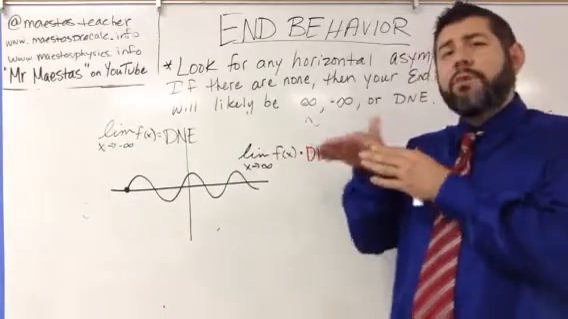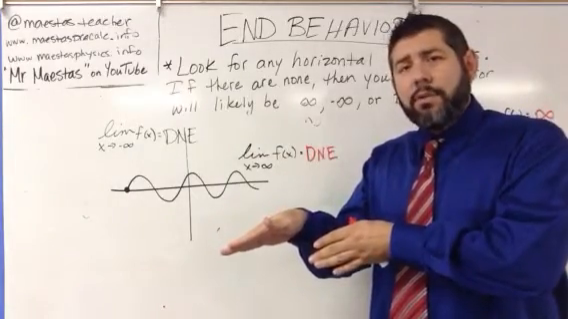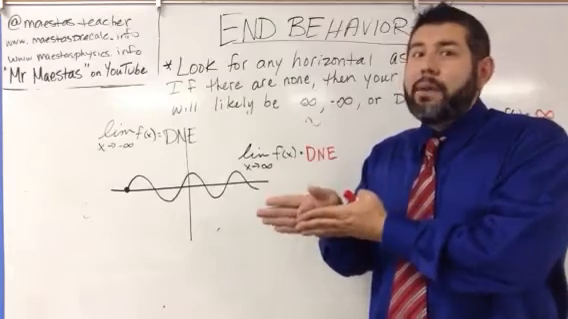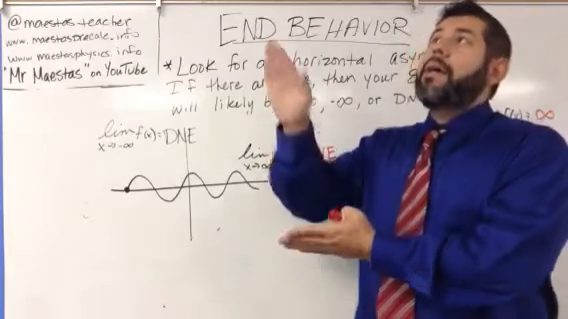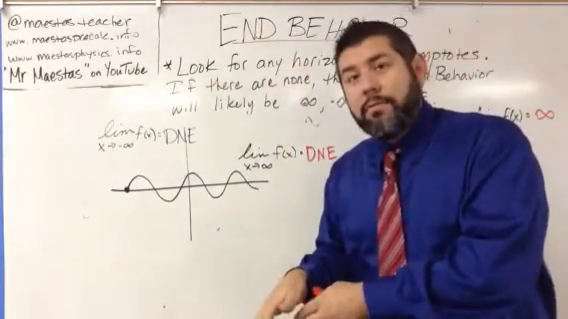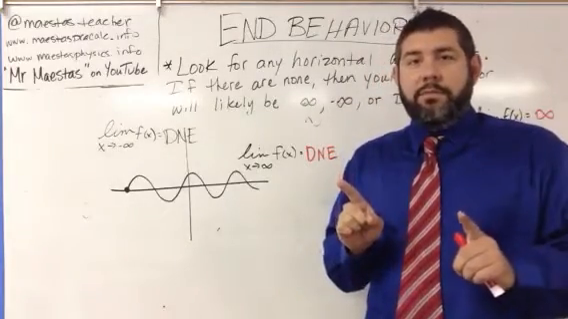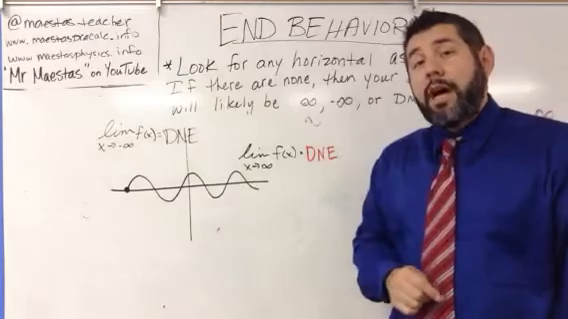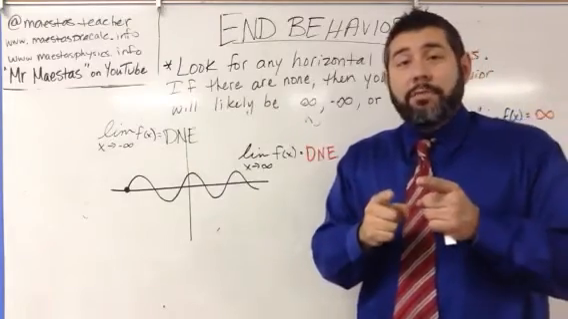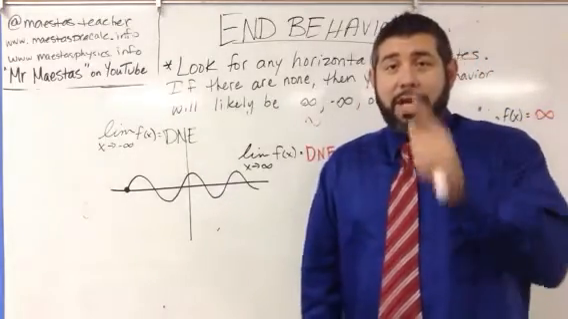Because it really has to approach a horizontal asymptote, one number, or go to infinity, or go to negative infinity. Those are my only options. If that doesn't happen, it does not exist. All right, so those are four examples of end behavior. Hopefully that helped you out in understanding end behavior. See you next time.